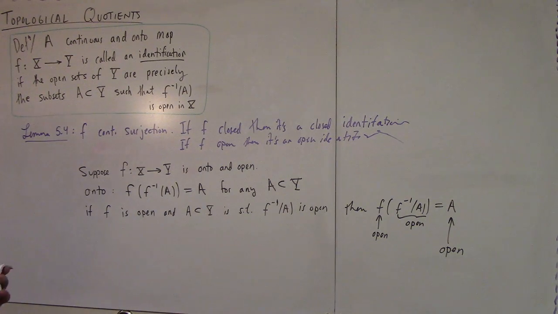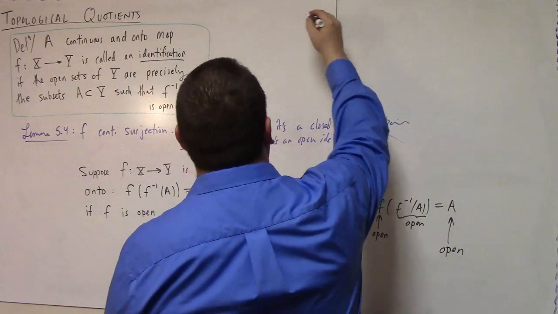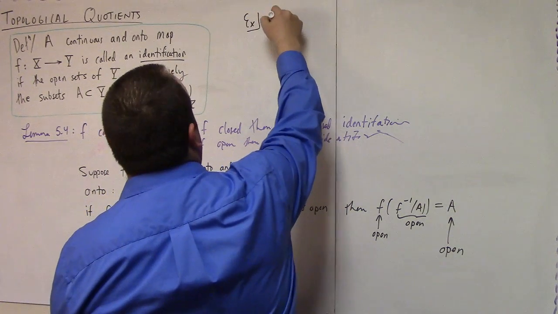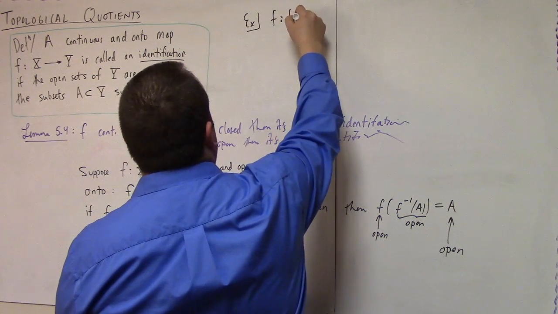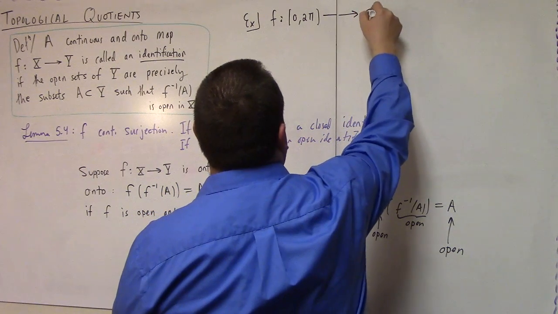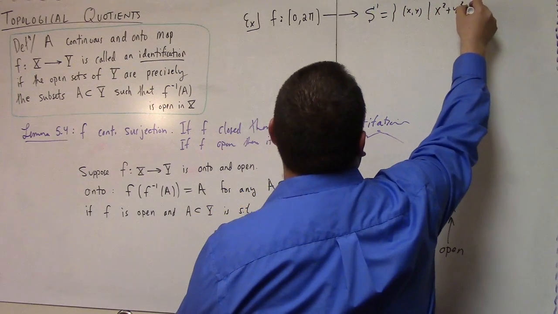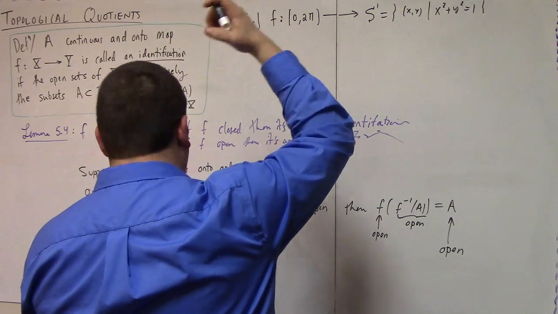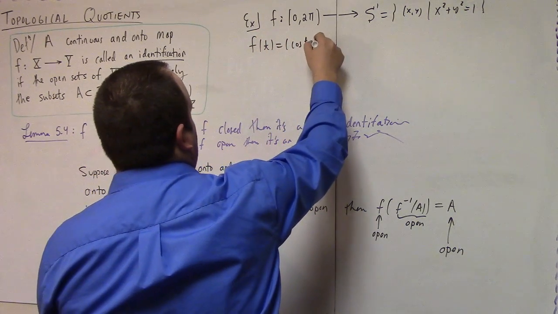So he gives some examples here. Your example, F mapping from 0 to 2 pi to S1, where S1 is the unit circle. And the mapping is defined by F of t equals cosine t, sine t. Okay, that's a familiar map.